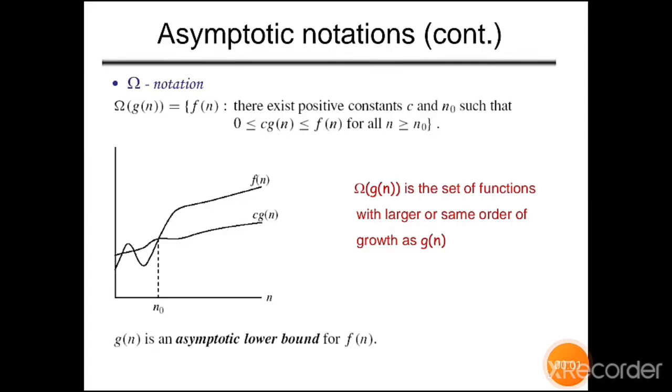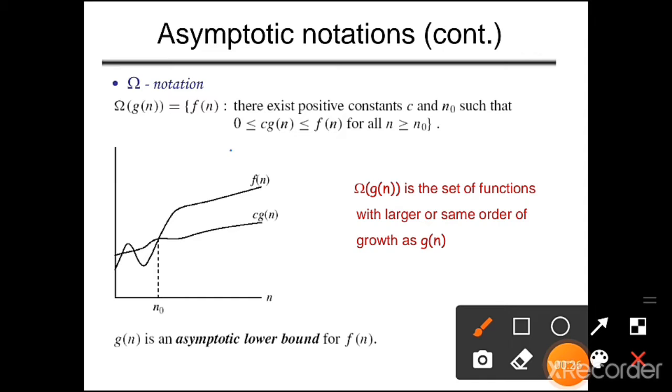Today we are going to discuss the asymptotic notations, omega notation and theta notation. Omega notation: Omega of g of n is equal to the set of f of n such that there exist positive constants c and n naught such that 0 is less than or equal to c into g of n, which is less than or equal to f of n for all n greater than or equal to n naught.